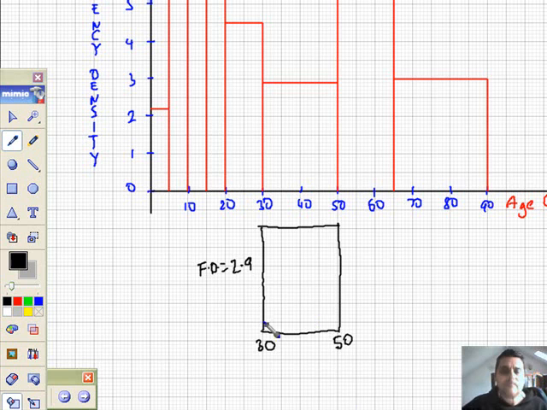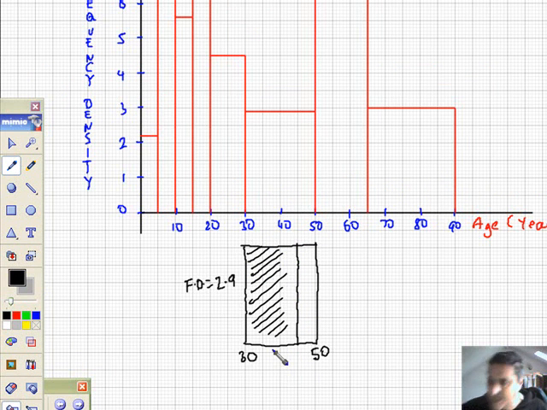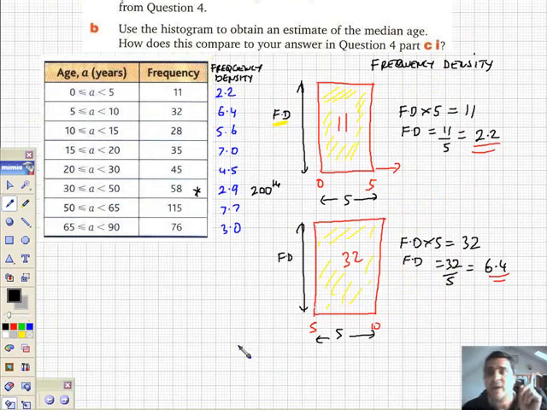Now, if I slice it down here somewhere, I need to work out exactly where that line is by calculation to find the 200th person. So if I shade this out, this is the area that I want. So let's just take a good look at this. I'm going to pause and think. I'll get back. Okay, I've had a think.